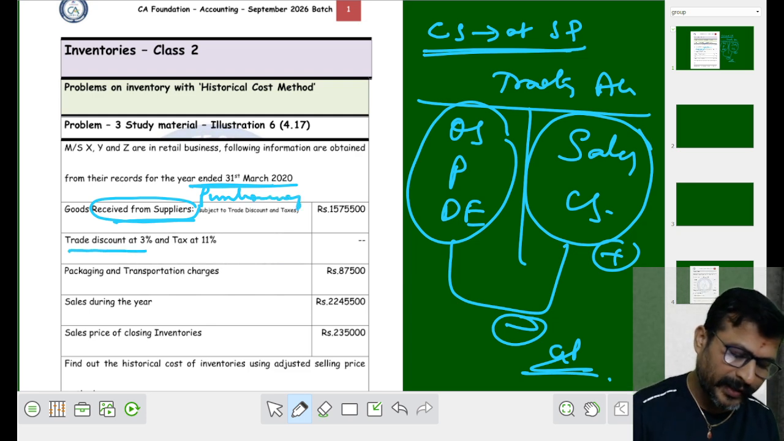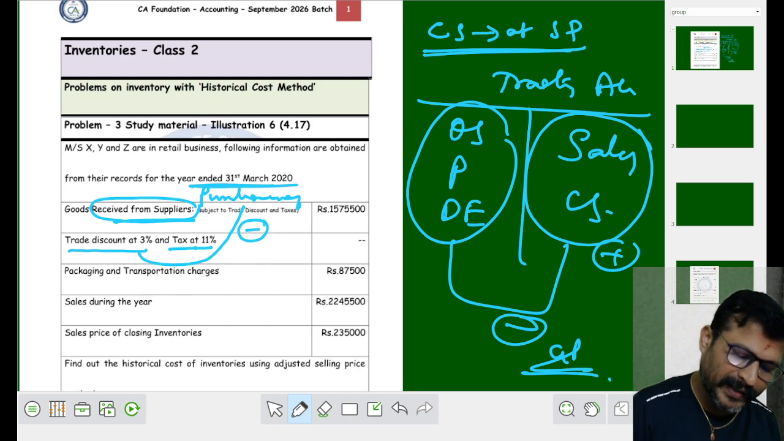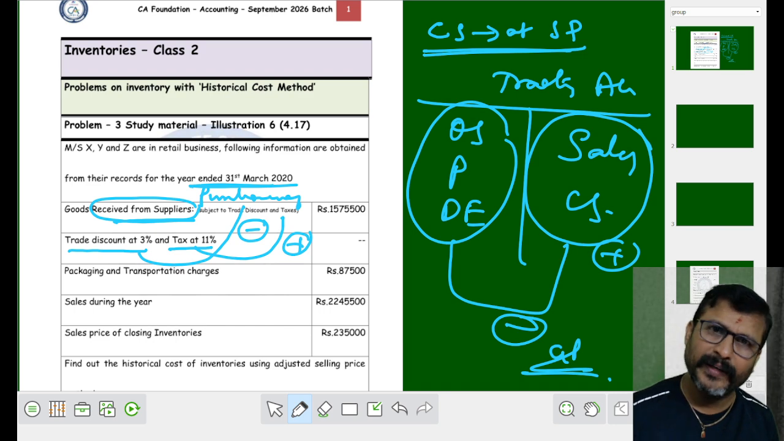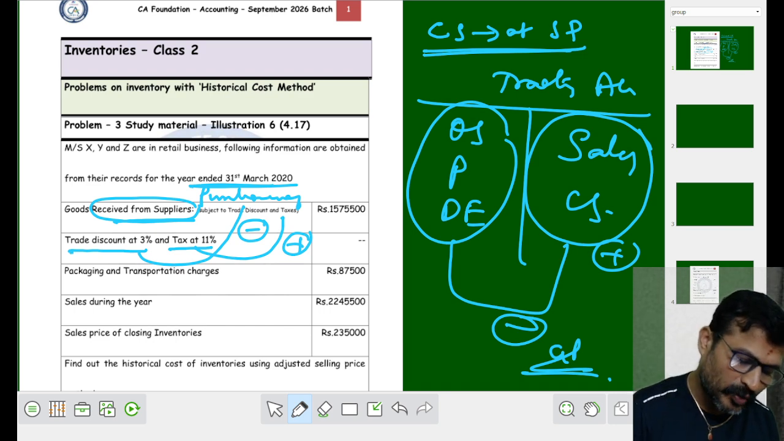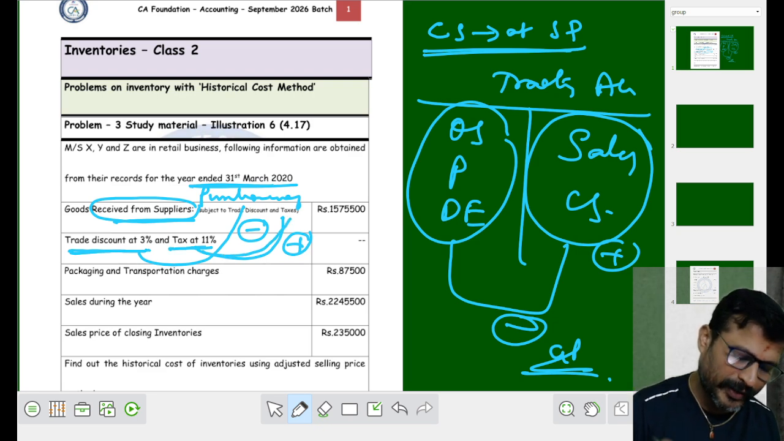Trade discount is given. What to do with trade discount? Subtract it from purchases. Then we have a tax. Tax is to be added to the purchases. As you know very well, from purchases we have to subtract the trade discount and the tax is to be added to the purchases. Packing and transport expenses are your direct expenses, my dear student.